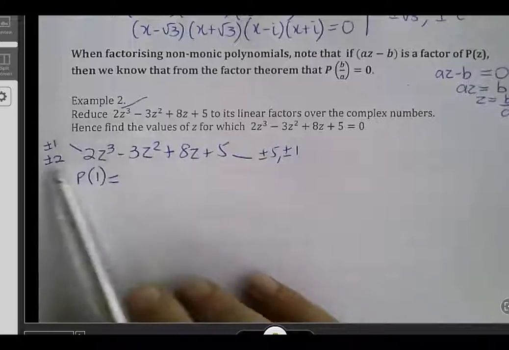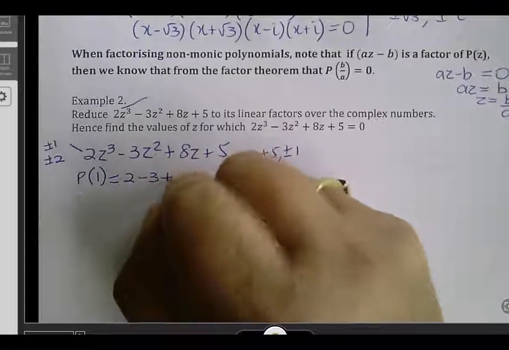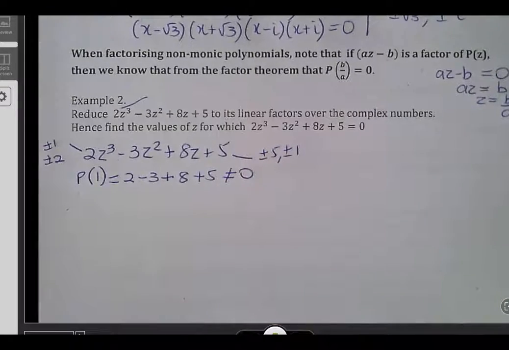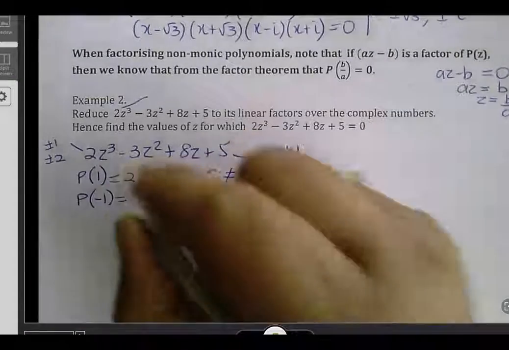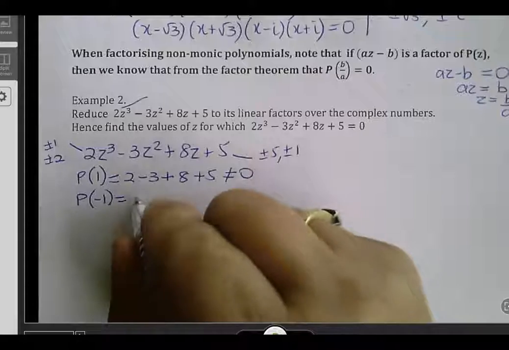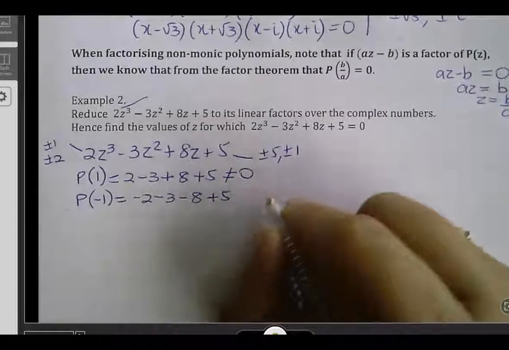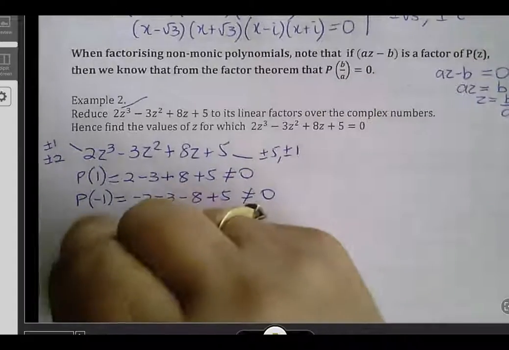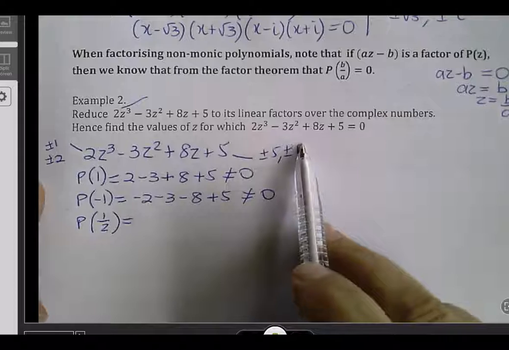So P of 1, what do you get? 2 minus 3 plus 8 plus 5. That doesn't equal 0. You don't even have to bother working it out. It doesn't equal 0. We're going to try some fractions in a minute. P of minus 1. Let's see. You'd get negative 2 minus 3 minus 8 plus 5. That's not equal to 0 either. All right, let's start trying some fractions. P of a half. So 1 over 2.